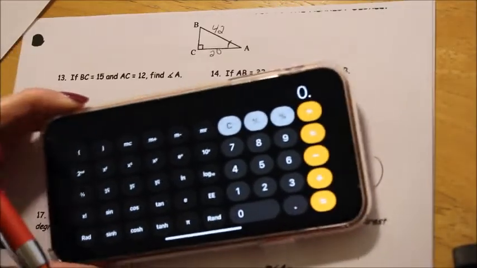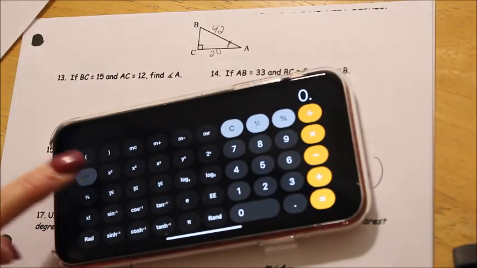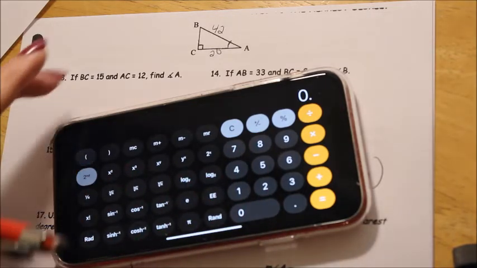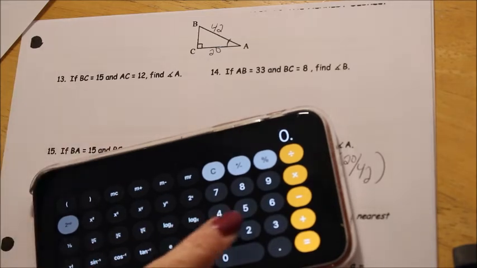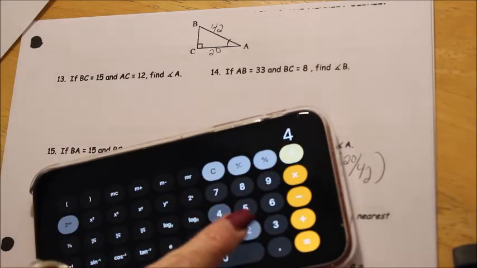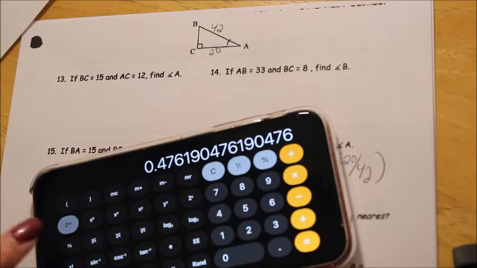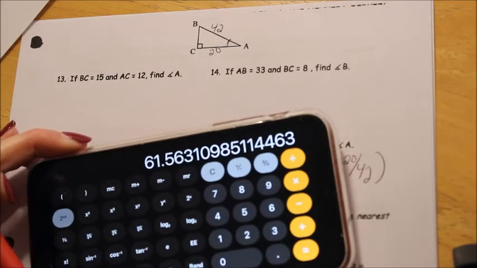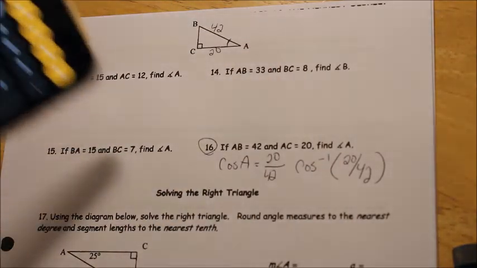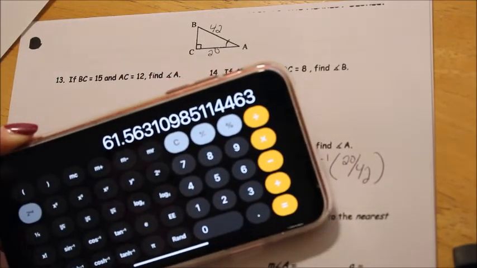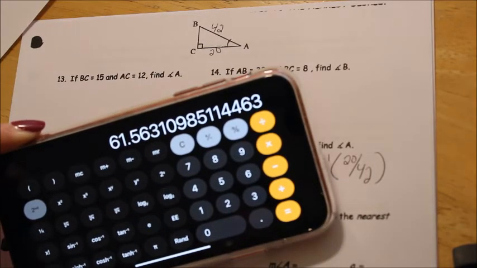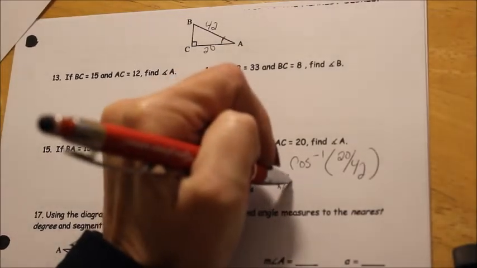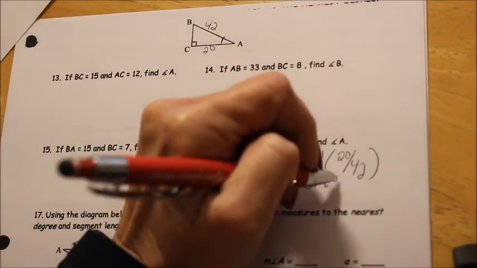To do the cosine inverse, you have to hit second, and that takes you down here. Once again, I'm going to use my parentheses, 20 divided by 42. I'm going to close my parentheses, and then hit the cosine inverse of that, and I get about 61.56. I don't know what the directions say, if it's nearest tenth. It is nearest tenth, so 61.6 would be angle A. And there you have it.